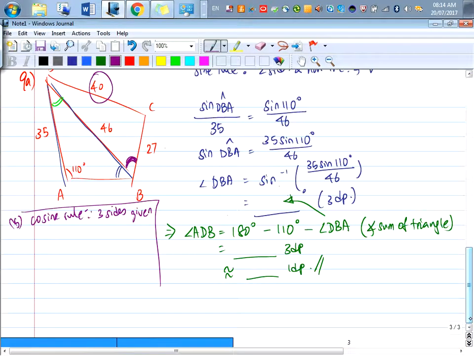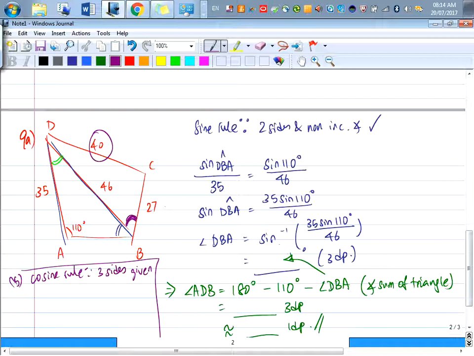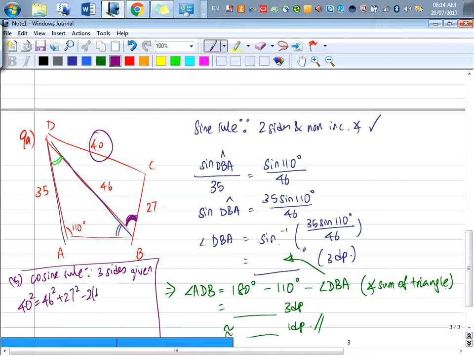So bringing this to this example, if I want this angle here, then I must start with 40 square. And the equation will look like this. 40 square equals the sum of squares of the other two sides, equals 46 square plus 27 square minus 2 times 46 times 27 cosine CBD. Okay, now you have one equation. Solve for angle CBD equals how many? 3 dp. Then 1 dp.